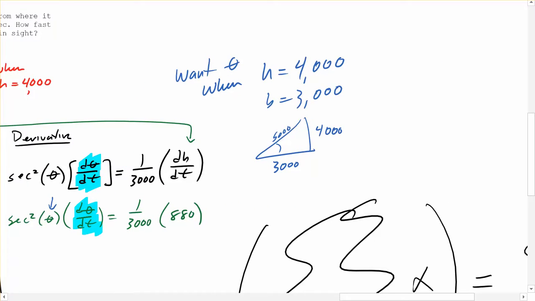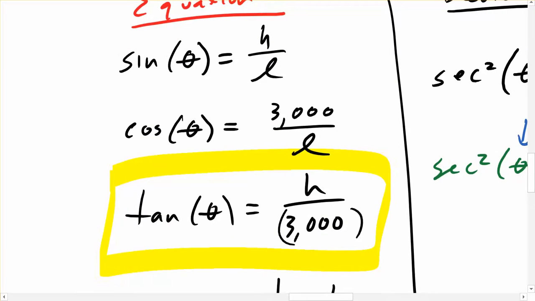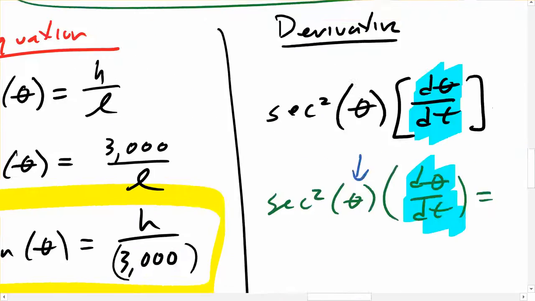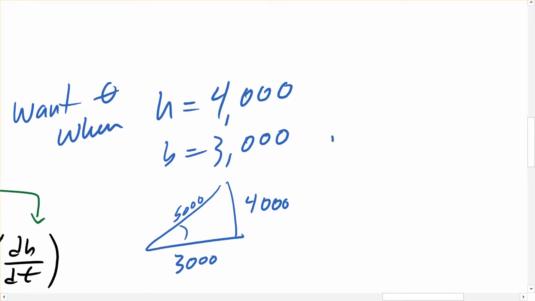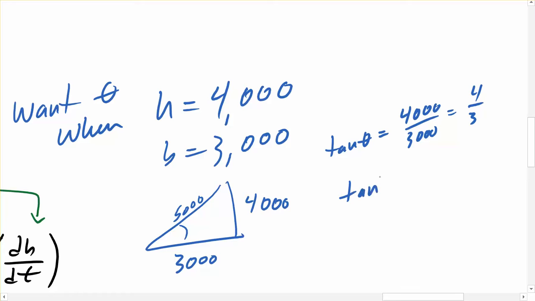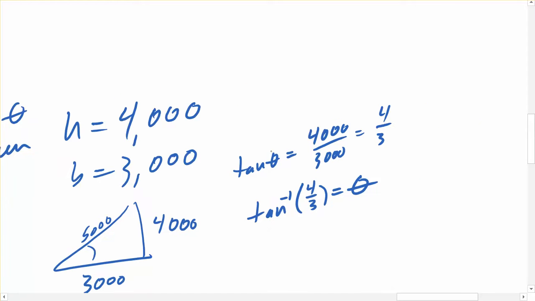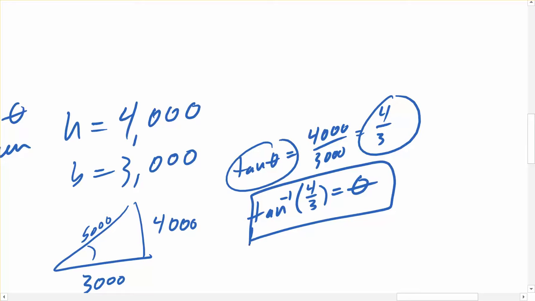The reason this triangle is really nice is because if we used one of the other triangles, we would need to use that 5,000. But in this case, do we need it? No, because you know that tangent of theta is equal to 4,000 over 3,000, which is the same thing as writing 4 over 3. If you want theta, what function do you now use? Tan inverse, exactly. Tan inverse of 4 over 3 is theta. Because we know tangent of theta is equal to 4 thirds, we want to find out what angle has a tangent of 4 thirds.